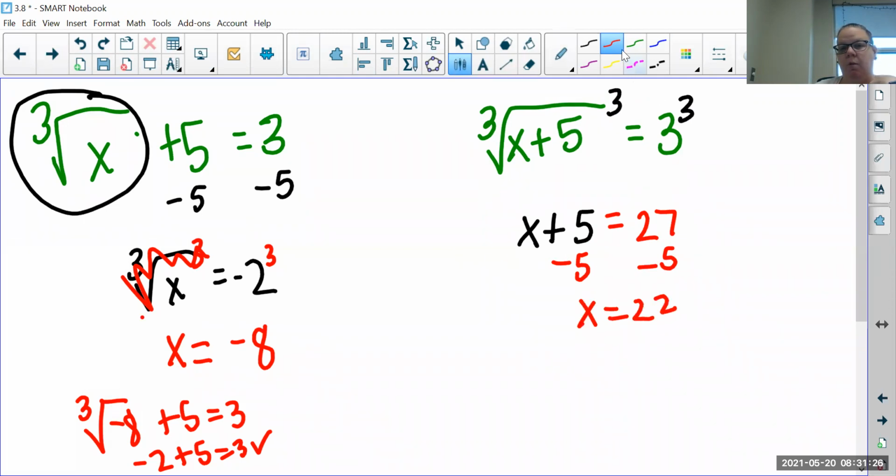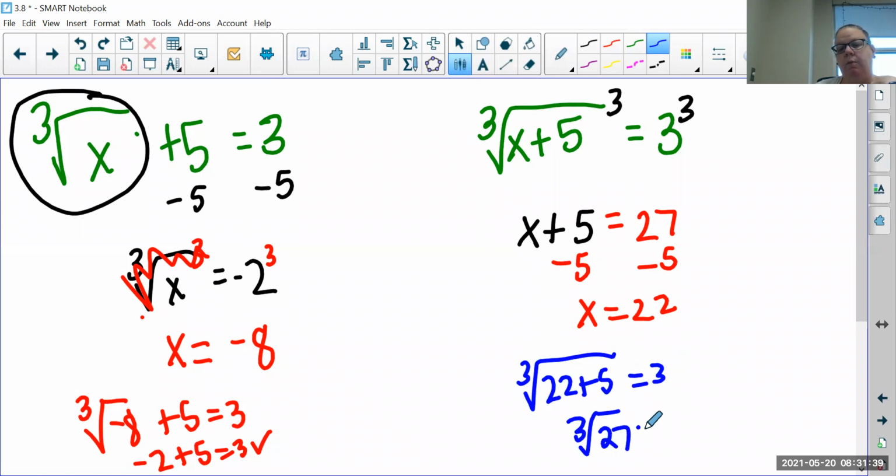I should always check my work. So I'm going to plug that back in. The cube root of 22 plus 5 equals 3. 22 plus 5 is 27. The cube root of 27, if we plug it in our calculator, does equal 3. So that works.